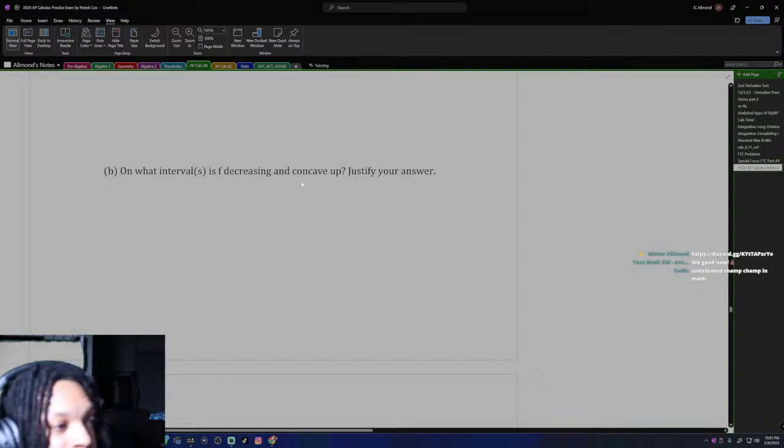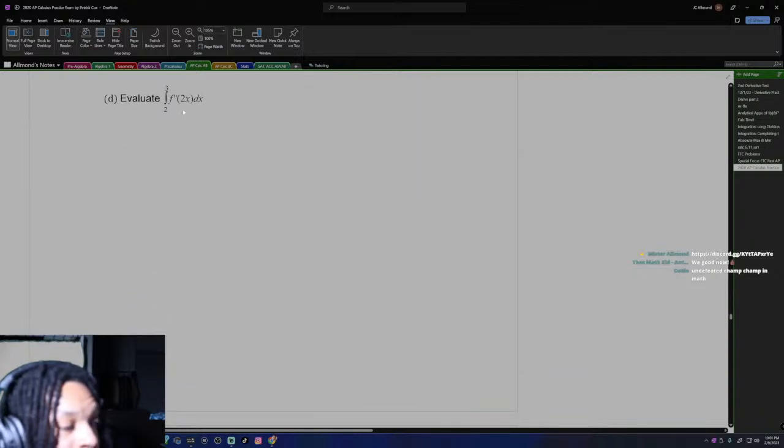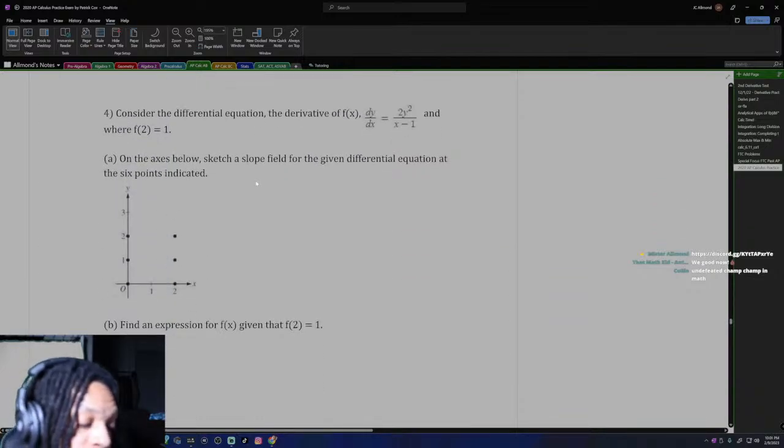Increasing and concave up, you know, that's first and second derivative. Horizontal tangent, that's where f prime is 0. Minimums and maximums, you got to find critical points. FTC part 2, right there. That's a good one. I like that one.